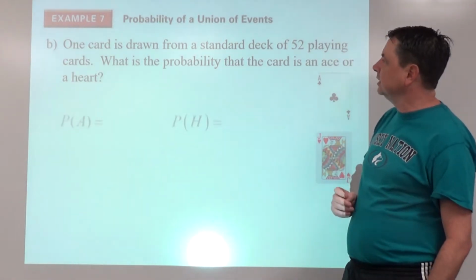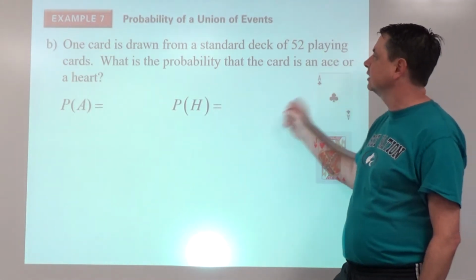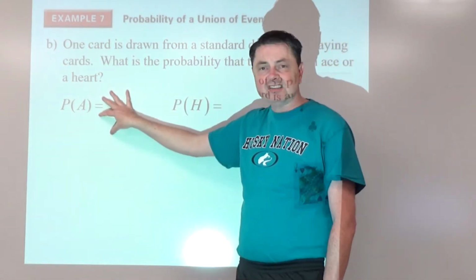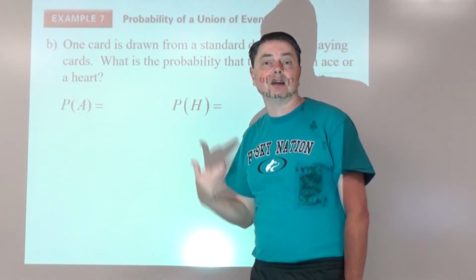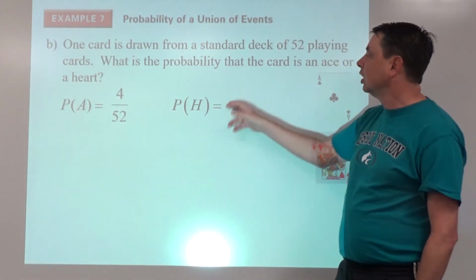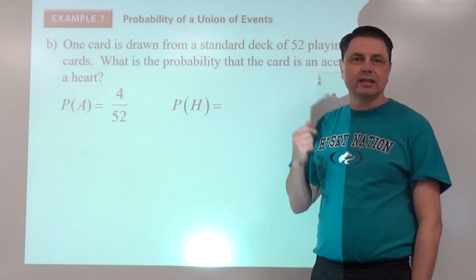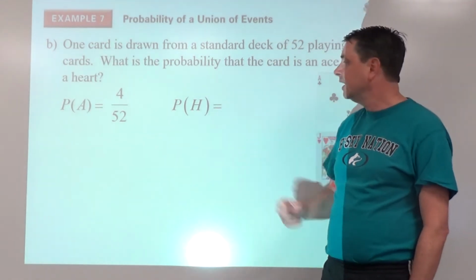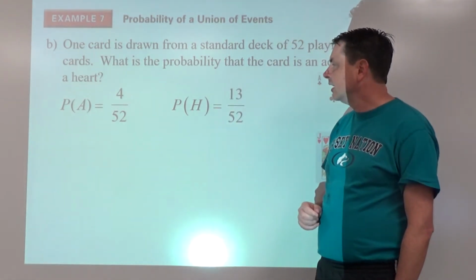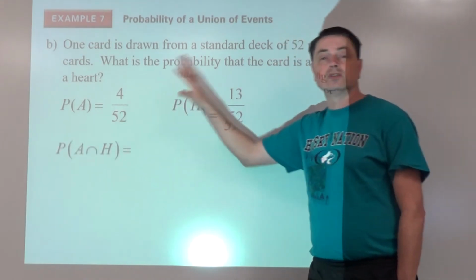Let's look at part B. What's the probability that the card is an ace or a heart? Again, ace, we just said there's 4 of those in the deck, 4 out of 52. Hearts, okay, so 1/4 of the cards are hearts. We've got the ace, the king, the queen, and so on, all the way down to 2. There's 13 of them, but these are not mutually exclusive events.